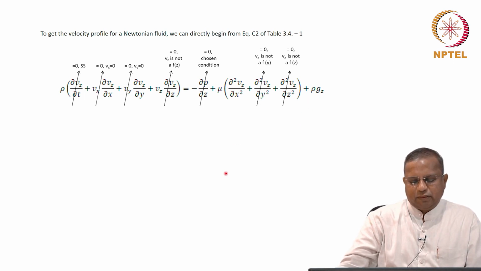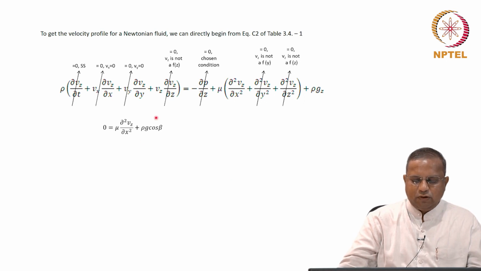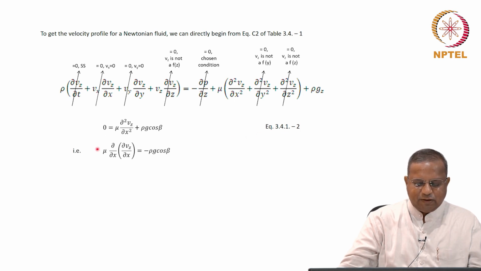Plus rho gz. Now, the only terms that remain, 0 on this side, mu dou squared Vz by dou x squared on this side, plus, of course, we've already seen that gz is g cos beta, therefore rho g cos beta. And this equation 3.4-1-2 was exactly the same expression, or you could write this as, to see that it is the same, I'm taking rho g cos beta to the other side.